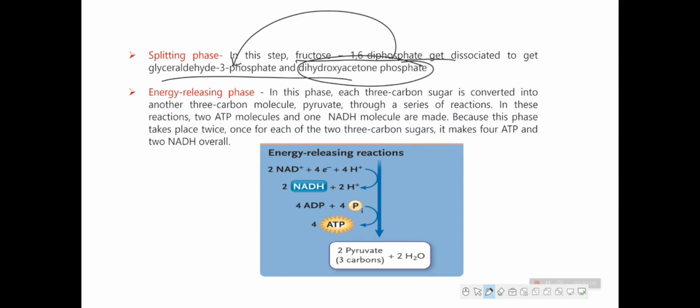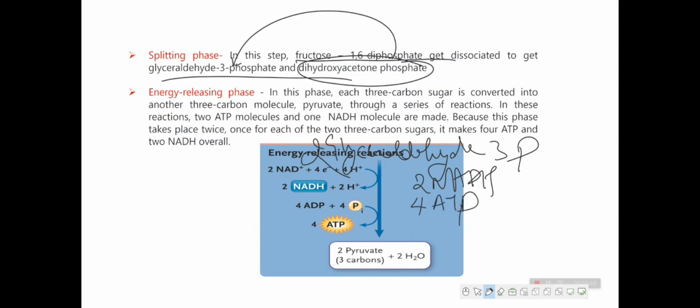Another is the energy releasing phase. In the energy releasing phase, glyceraldehyde 3-phosphate, 2 molecules of glyceraldehyde 3-phosphate, are converted into 2 pyruvate, that is a 3 carbon compound. During the conversion of the glyceraldehyde 3-phosphate to 2 pyruvate, 2 molecules of NADH and 4 molecules of ATP will be formed, because phosphate molecules are removed.